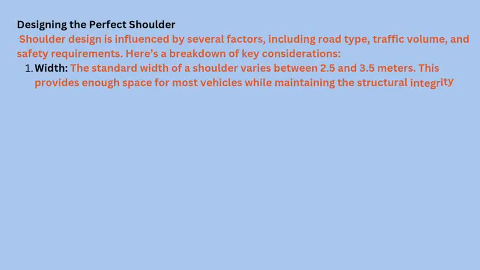require regular maintenance. 3. Slope. A slight slope, typically 2 to 6%, is added to shoulders to aid water runoff and prevent erosion. 4. Markings. Bright white or reflective edge lines separate shoulders from the main road, improving visibility and guiding drivers during low light.